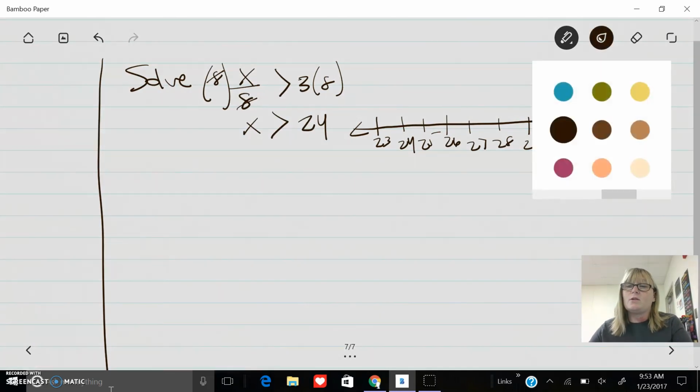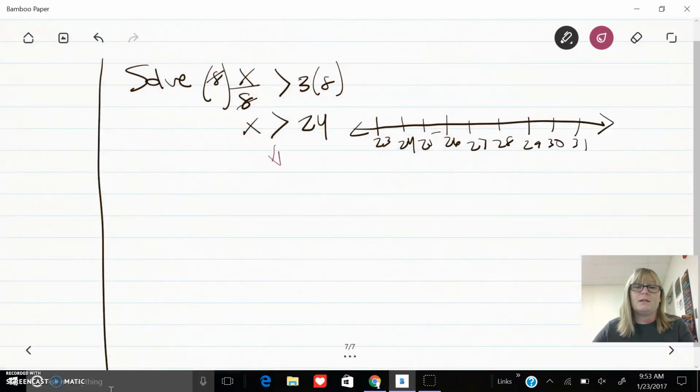Okay, closed dot or open dot? All right, well this is open because it doesn't have the equal sign underneath. So I'm going to circle 24. Sorry, it should have been bigger. And we're going greater than. So we're going to go this way. All right, so that's it.